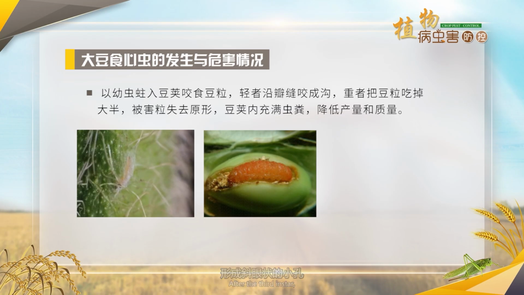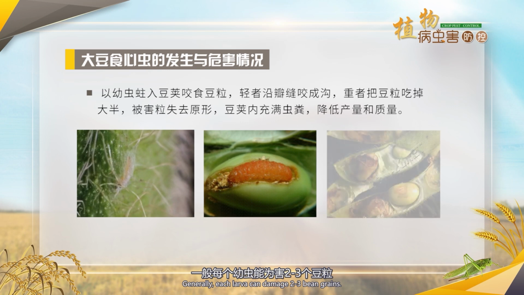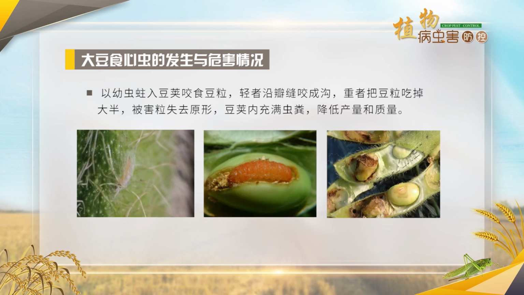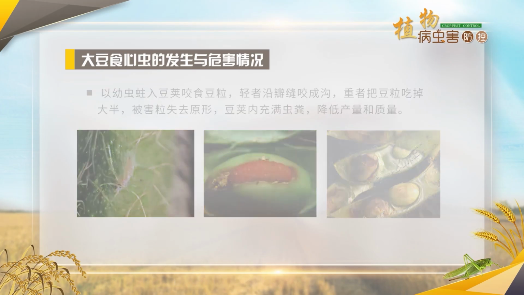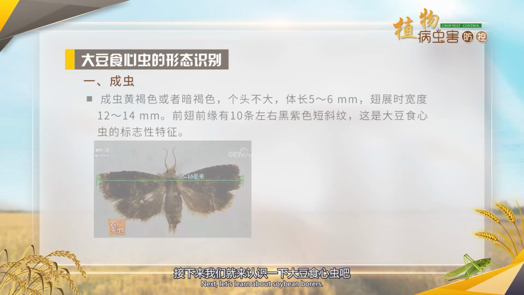After the third instar, the larvae feed along the edges of the beans, and the beans have furrows and notches, which are commonly known as rabbit beaks and worm beans. Generally, each larva can damage 2 to 3 bean grains. In severe cases, more than half of the bean grains are eaten. The damaged grains lose their original shape, and the pods are filled with insect feces, reducing the yield and quality of soybeans. We have learned about the damage of soybean borers. Next, let's learn about the morphology of soybean borers.